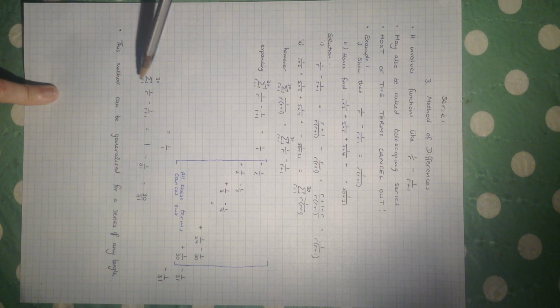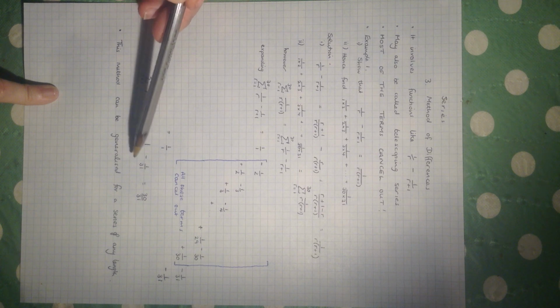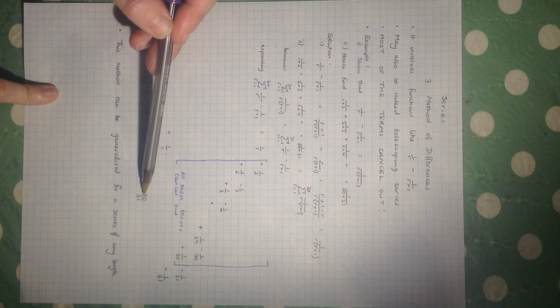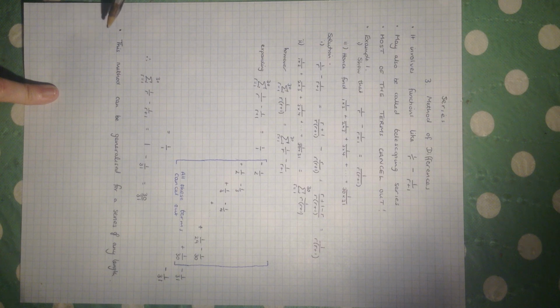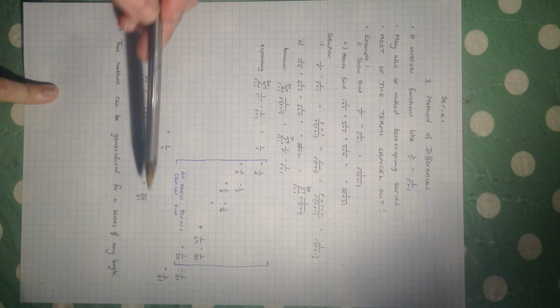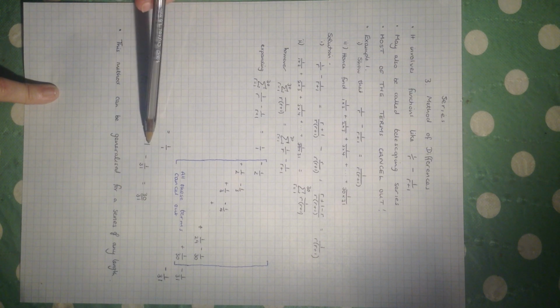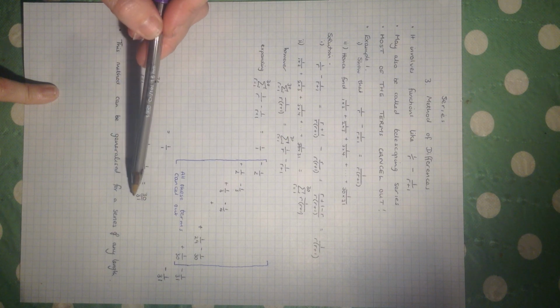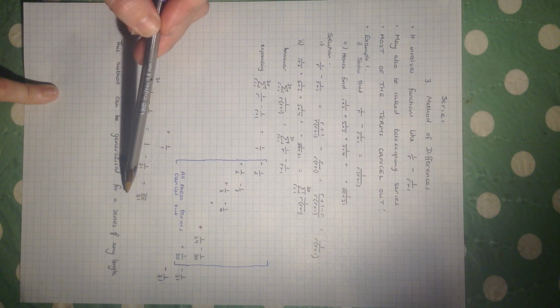So we can say that the sum of r from 1 to 30 of 1 over r minus 1 over r plus 1 is just 1 take away 1 over 31, which is 30 over 31. And we can generalise this method for a series of any length. We can look up to 100, we could look up to n. If we had up to n, then we would just have a sum of the series in terms of n at the end.